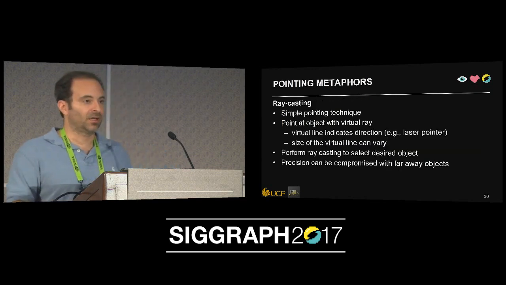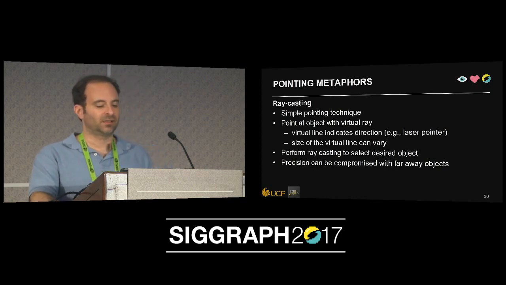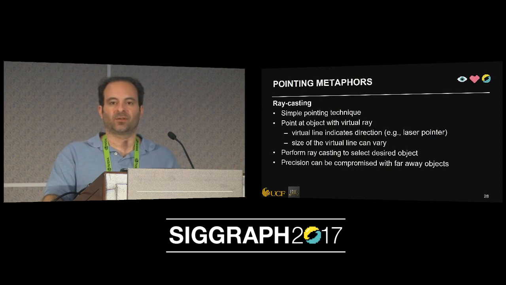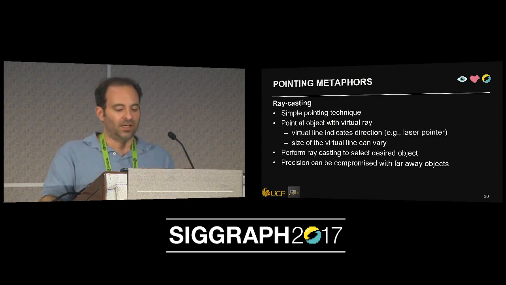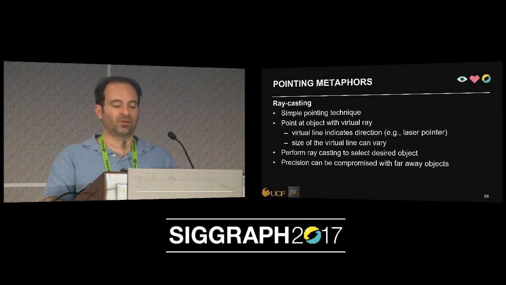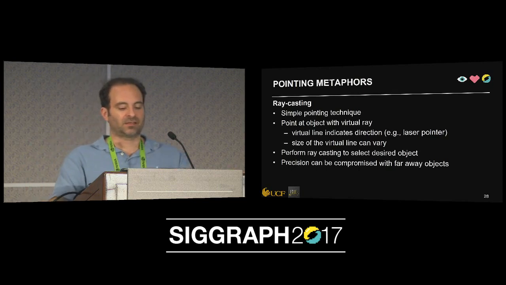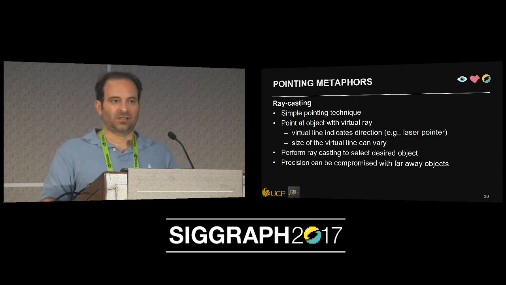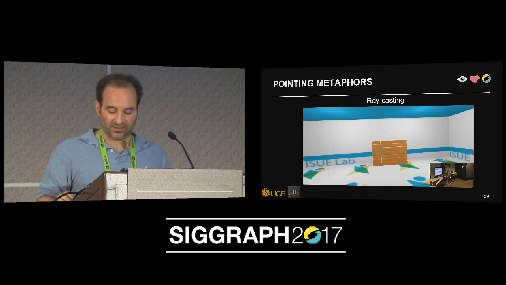Ray casting is the simplest approach. It is a very simple pointing technique. You point at an object with a virtual ray, a virtual line, and you do an intersection test. Very often this is represented as a laser pointer in the virtual world, and the size of that laser pointer can vary if you want. You perform the ray casting, and then you select the object that you have intersected with. You can be very precise in selecting faraway objects. So here's ray casting.